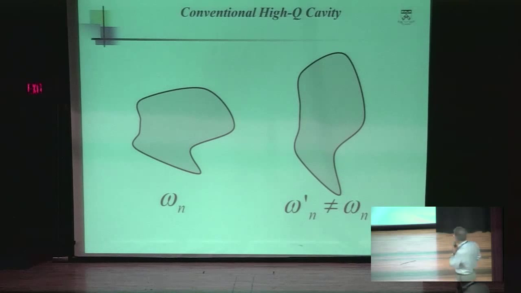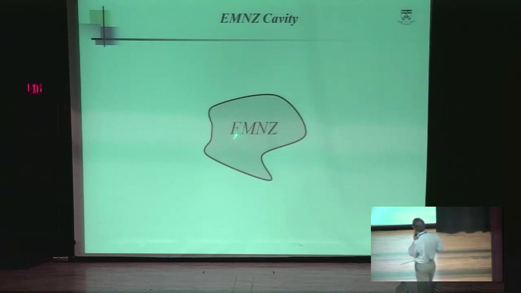So one of the areas that we are pursuing is, what if we can have a cavity that we can fill with EMNZ material? Because inside the EMNZ material, the wavelength apparently would be infinitely long, so the shape should not matter. That was our intuition there. The question is, how do we make EMNZ material?